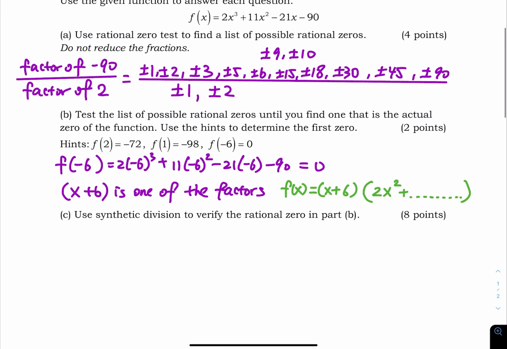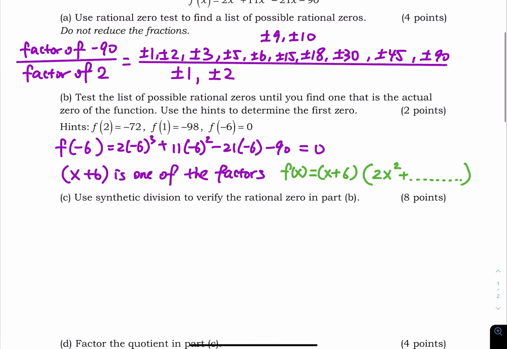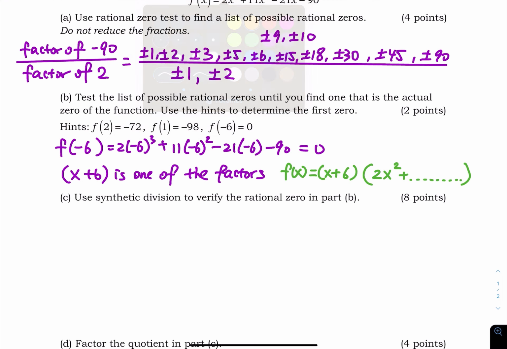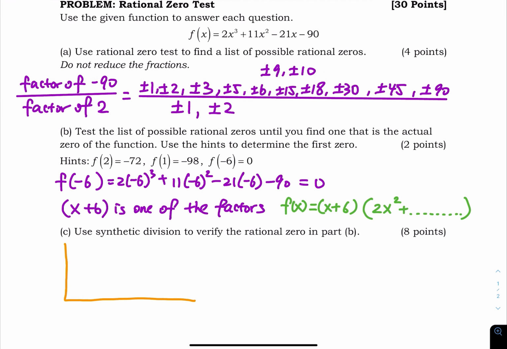The next part is to perform a synthetic division. To perform a synthetic division, you have to draw an L. I've just changed color, okay? So long division, synthetic division. Synthetic division uses the coefficients only. That will be a 2 for the third power. First of all, do we have any missing power? No. Third, second, first, constant, no missing power. We are taking the coefficients 2, 11, negative 21, and negative 90.